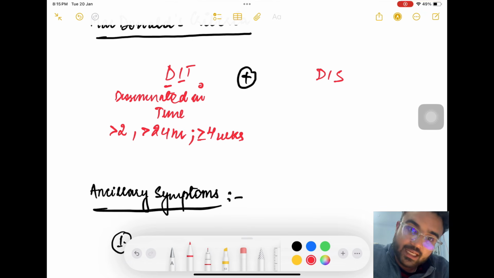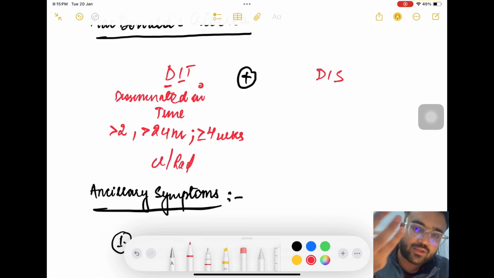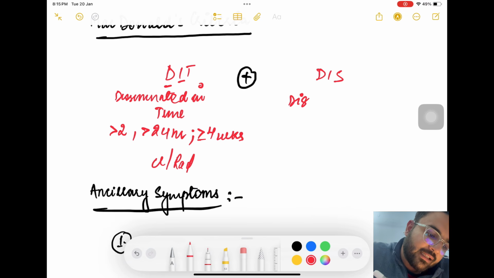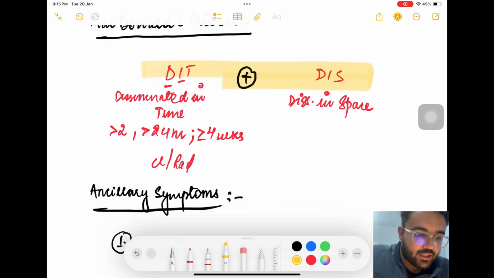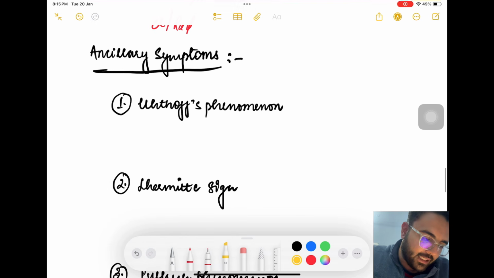This lesion can be clinical or radiological. And disseminated in space means 2 spaces, like spinal cord plus subcortex or spinal cord plus brainstem. Both these criteria should be met in order for a clinician to label a patient as a patient of multiple sclerosis. There are some ancillary symptoms also.